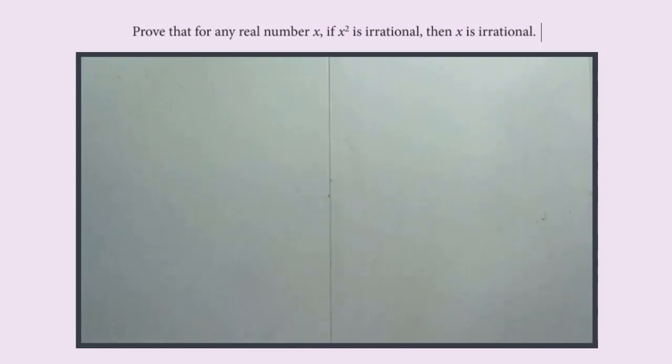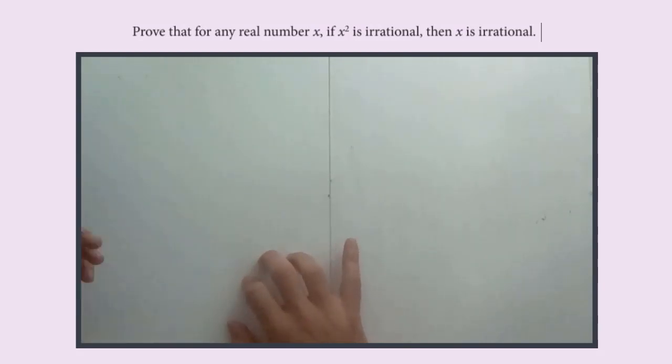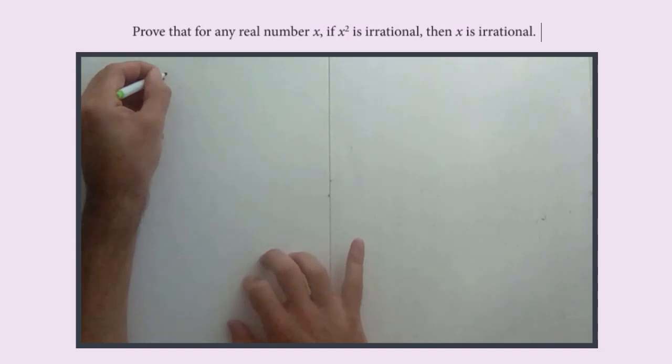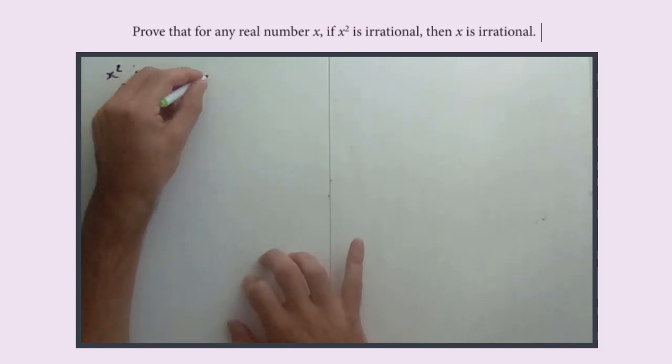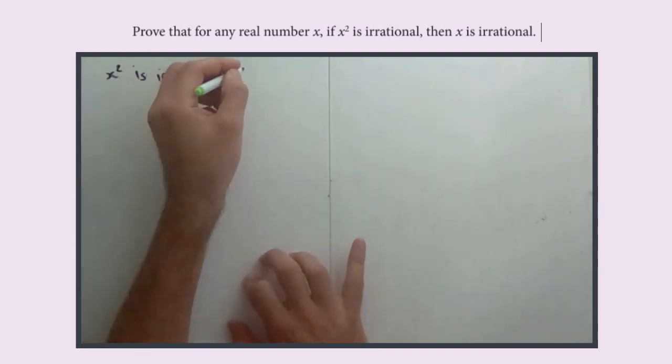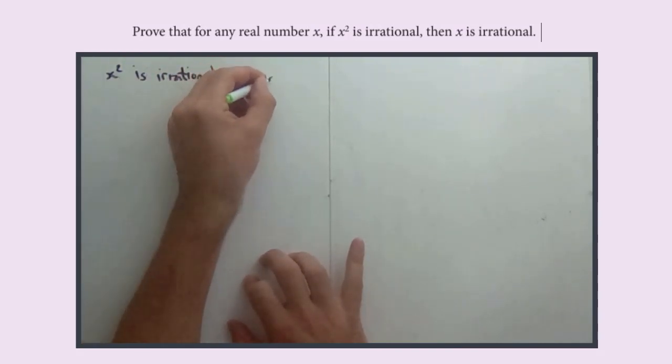that for any real number x, if x squared is irrational, then x is irrational, right? So let me just write that down. So if P, then Q, that is P implies Q. So we're looking to prove that x squared is irrational implies that x is irrational.